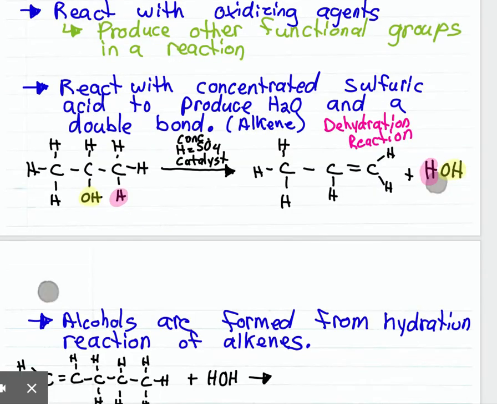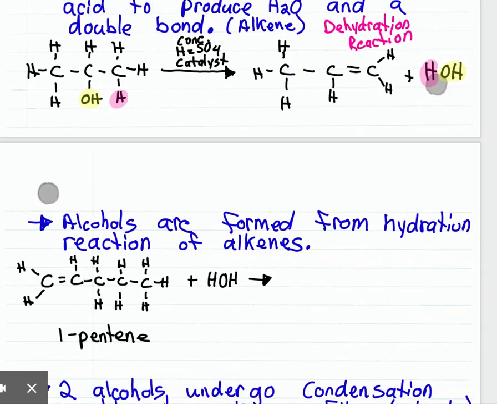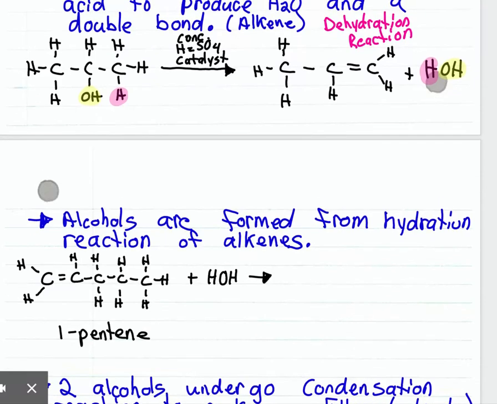Finally, the one thing that we need to look at is that we can form alcohols from a hydration reaction. So it's basically the polar opposite of dehydration. So in dehydration, where we take away the hydroxyl and a hydrogen to make water, in hydration, we're going to basically do exactly the opposite, where we have an alkene and we're going to add water to make an alcohol.